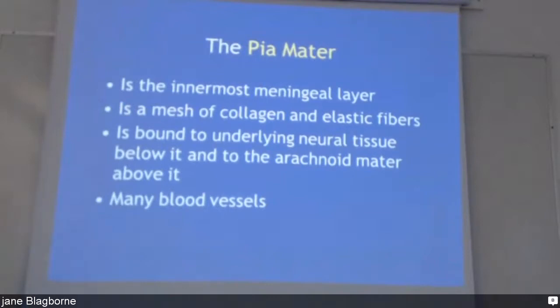Okay, the pia mater, which is the innermost one, closest to the brain and closest to the spinal cord, is a mesh of collagen and elastic fibers. And it's bound to the neural tissue below it and to the arachnoid mater above it. So it's got lots of blood vessels.